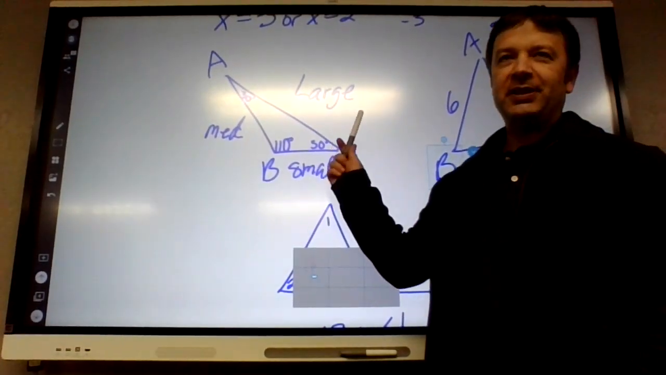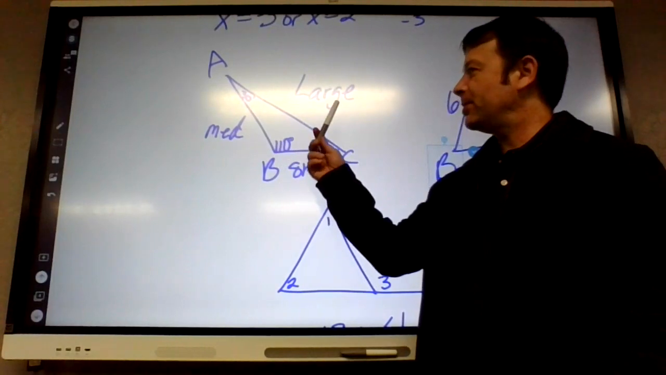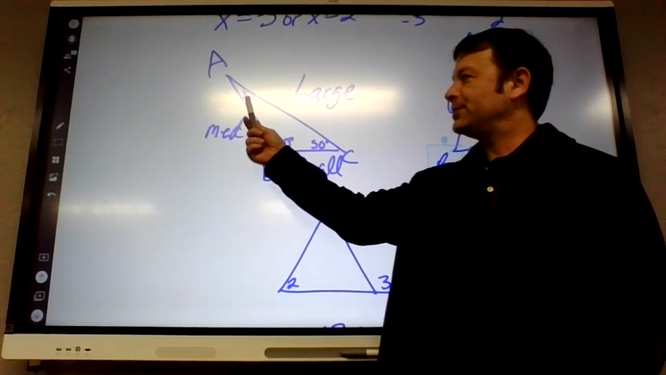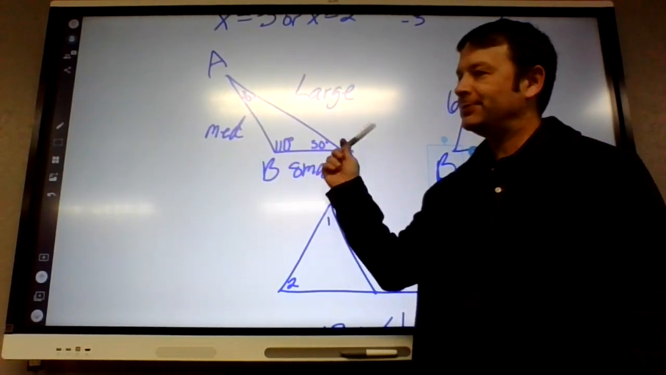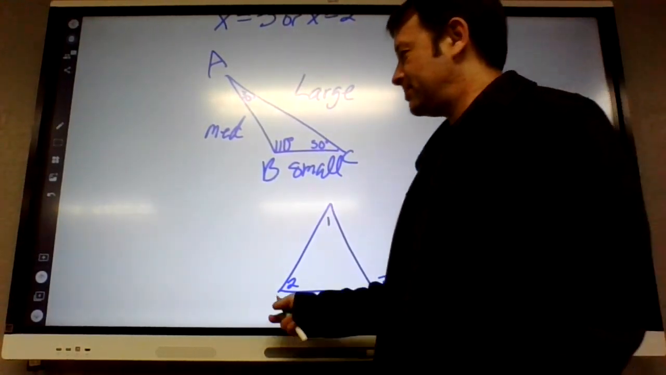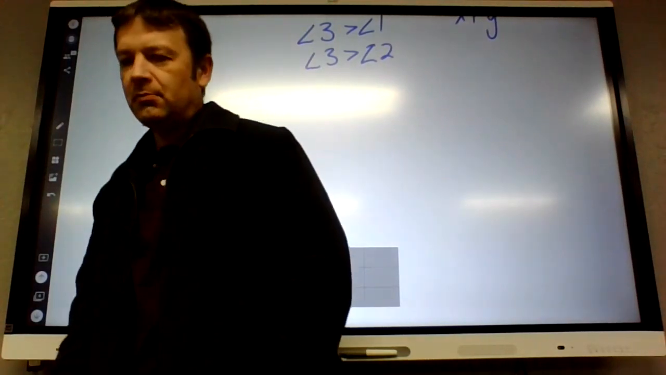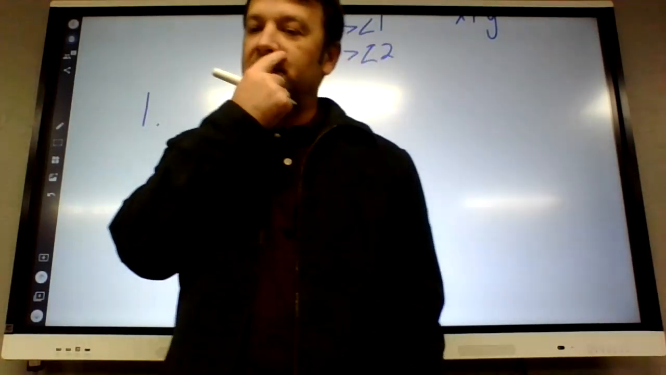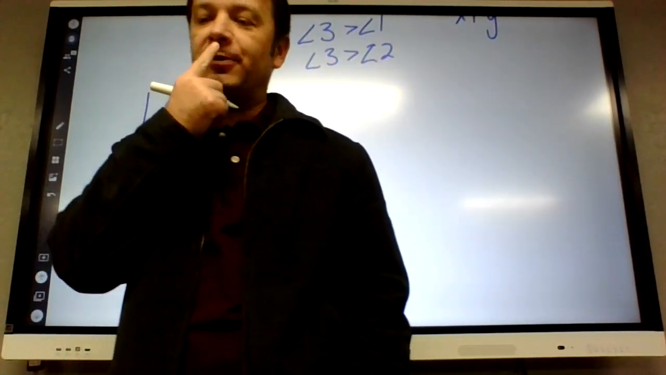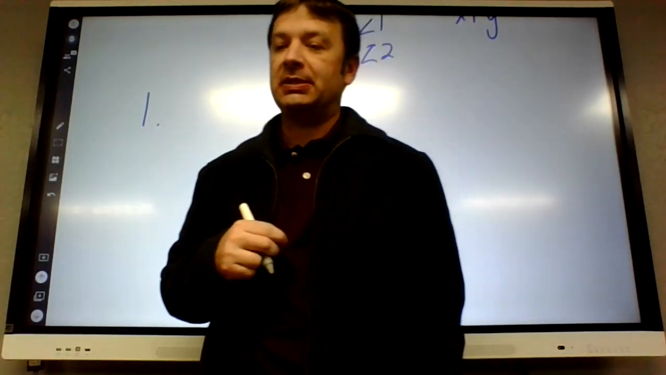So yeah, basically, I forgot to hit play, but the smallest side is across from the smallest angle, and the big side is across from the big angle. That's the gist of what I was talking about. Okay, number 1. List the side lengths of each triangle from shortest to longest.